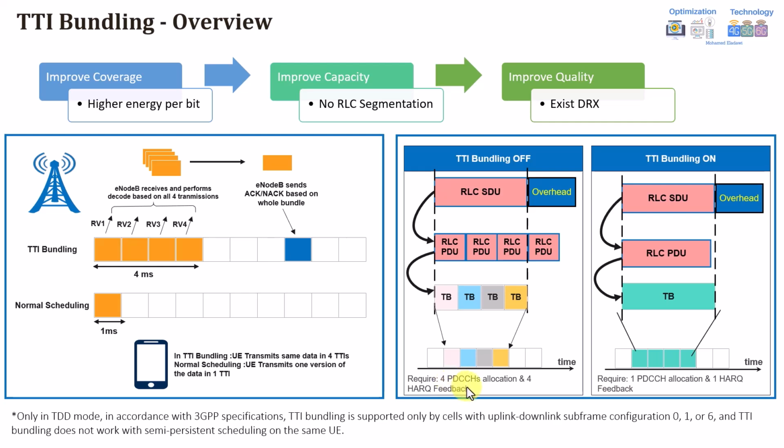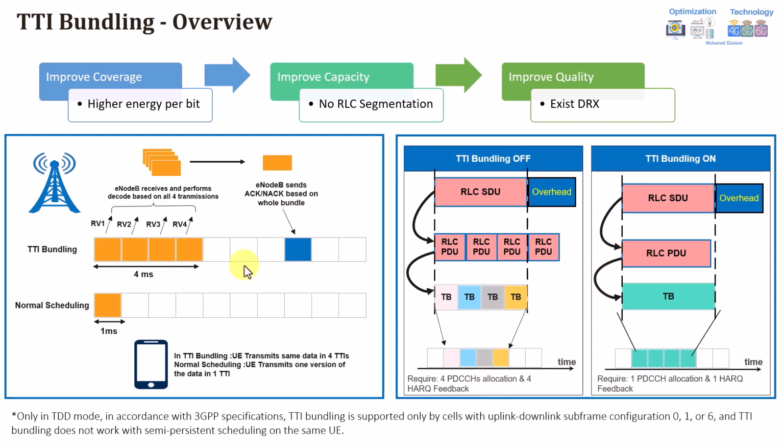So you need 4 PDCCH allocations, and also for each one of those your UE will be required to send an acknowledgement for each of those packets sent in the TTI. So this is also increasing the HARQ feedback. Instead of one HARQ feedback, you have four.